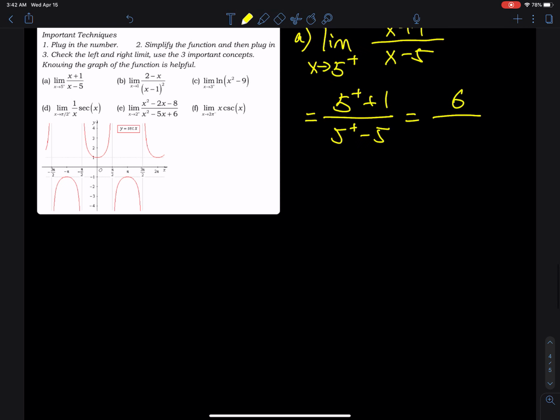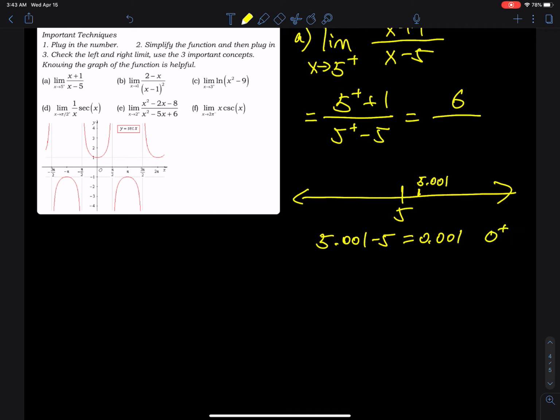Let me give you a picture. So you have a 5. What is 5 from the right? 5 from the right is a number that is slightly bigger than 5. So let's say 5.001. What happens if you do 5.001 minus 5? You get something that is a little bit greater than 0, right? So we call this 0 plus. 0 plus is a number that is slightly greater than 0.